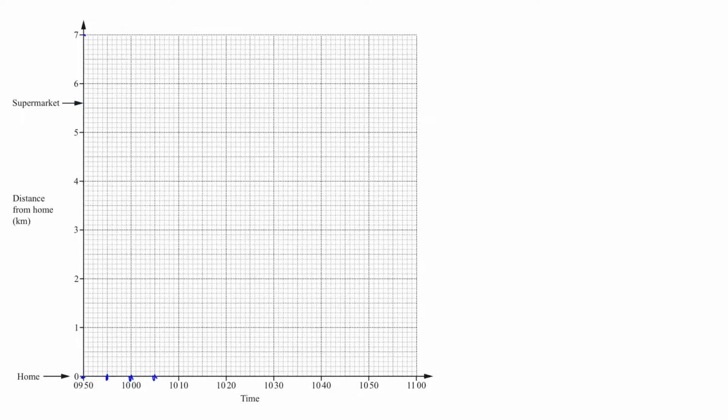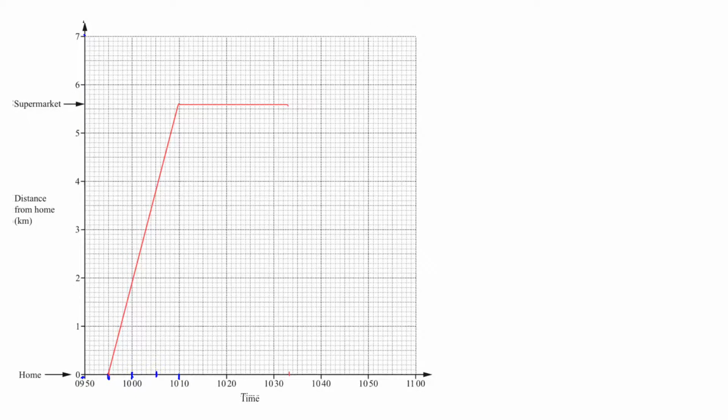So this will give us this graph here. Join from 9:55 till 10:10, and 23 minutes she's at the supermarket. From 10:10, so 10 minutes, 20 minutes, and 3 minutes. So this part is done.